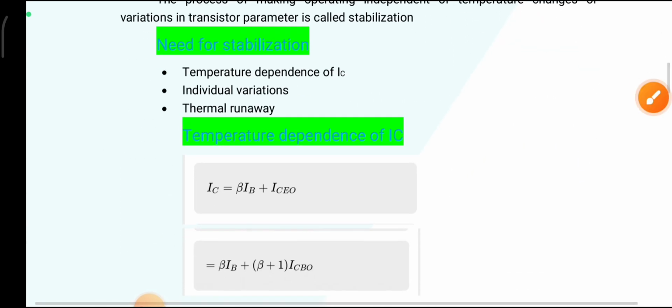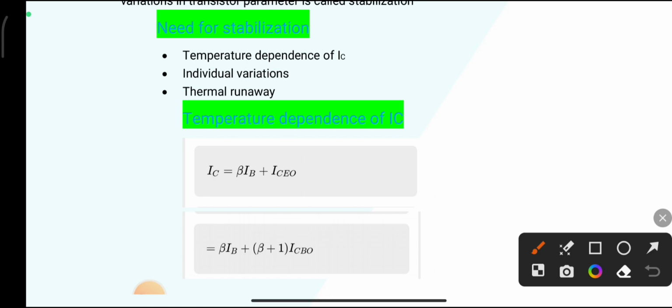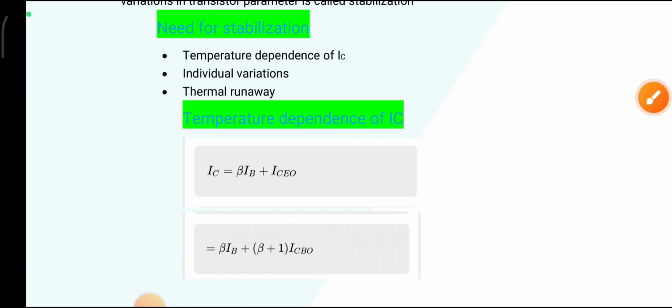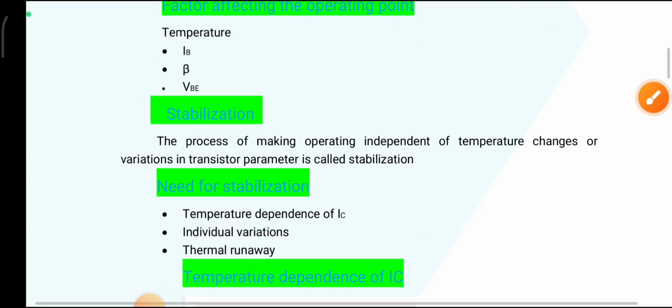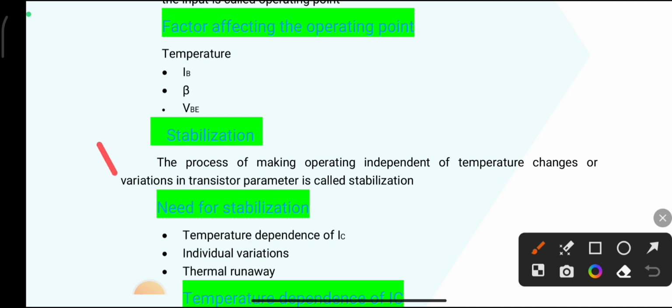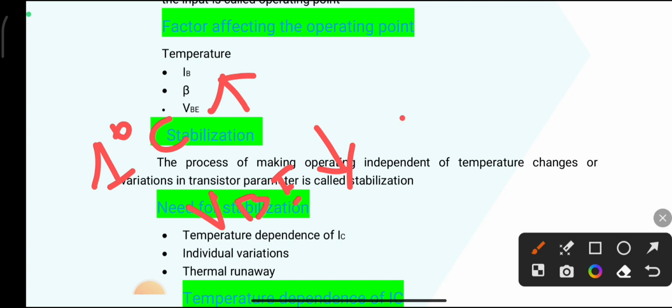You can see here, this is IC. When ICBO increases, IC also increases. And for every 1 degree Celsius increase of temperature, VBE decreases by 2.5 millivolts.